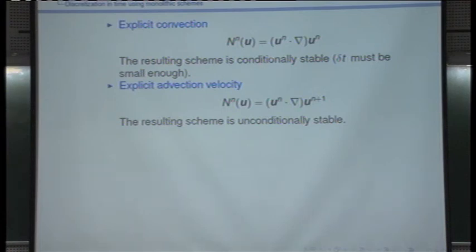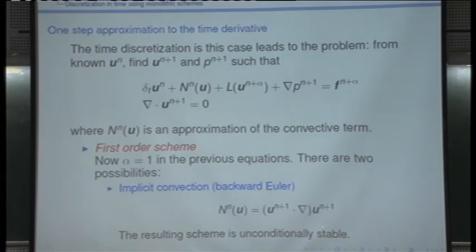Okay. So in case you treat a certain term explicitly, you need a stability condition. So the time step size has to be small enough. Whereas in the other case, the scheme is unconditionally stable, which means that any delta t, any time step size, leads to a stable scheme.